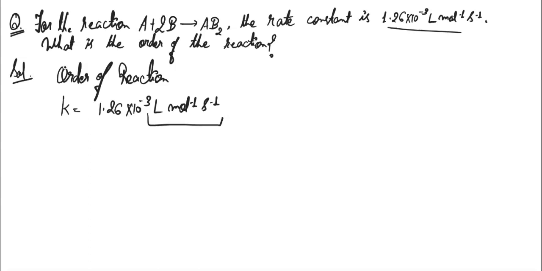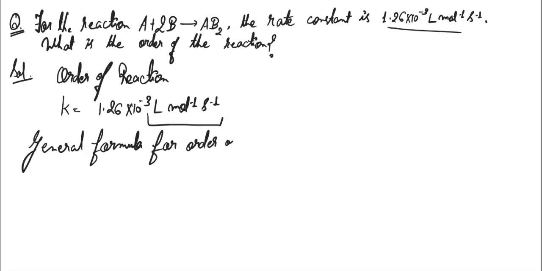But what is the general formula for order of reaction? The general formula for the unit of the rate constant for order n is mole per liter to the power 1 minus n, second inverse. Okay, so this is a general formula.